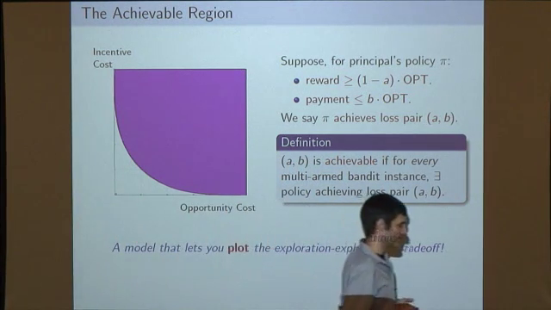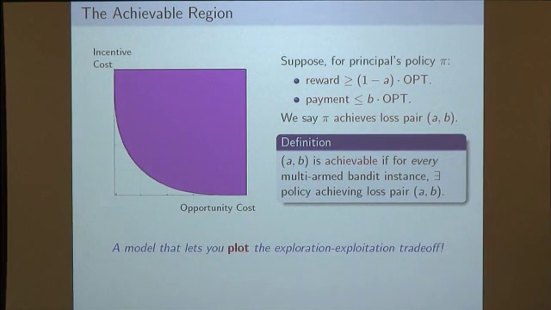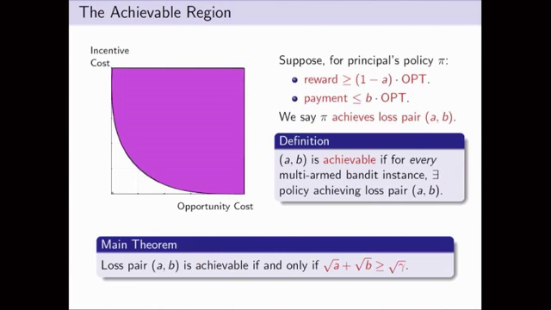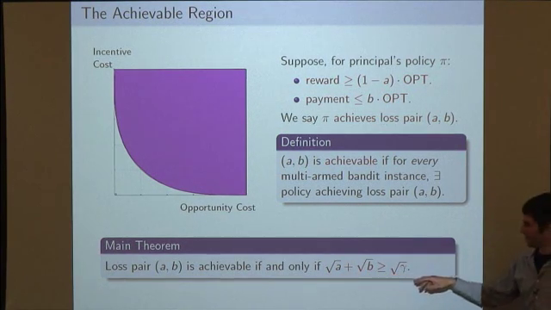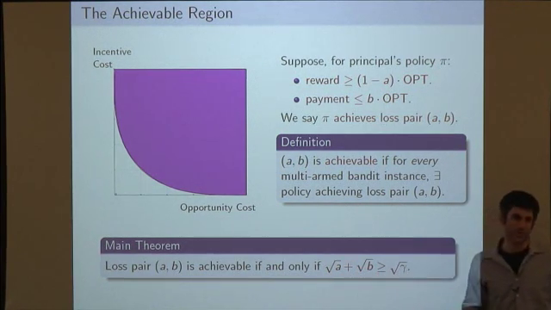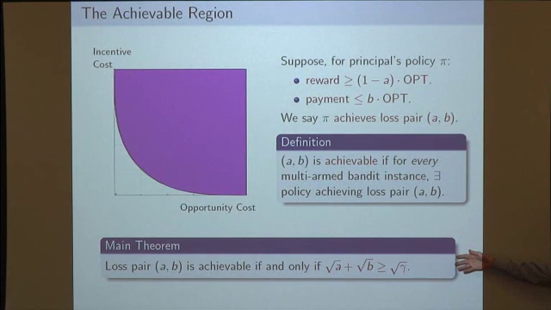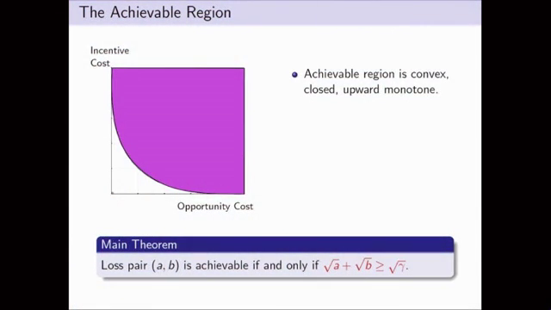Once I had conceptualized our problem in that way, I became very curious to know what the shape of this curve is. And our main theorem tells you exactly what the curve is. The achievable region is the set of all pairs a and b that satisfy this inequality: the square root of a plus the square root of b is greater than or equal to the square root of gamma. Let's pause and reflect on what this result tells you about the incentive dilemma.